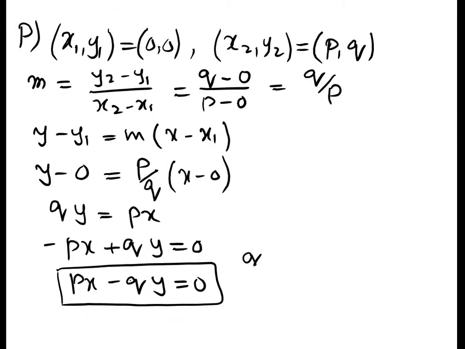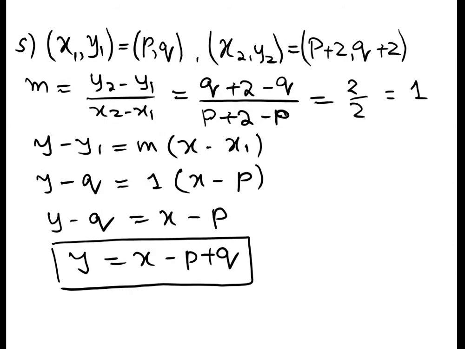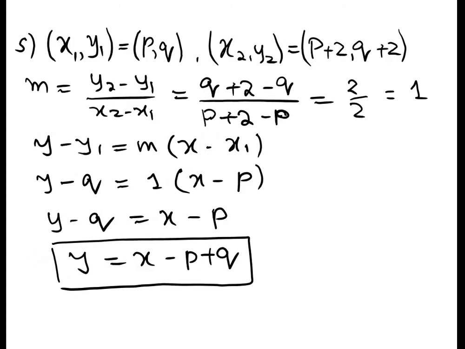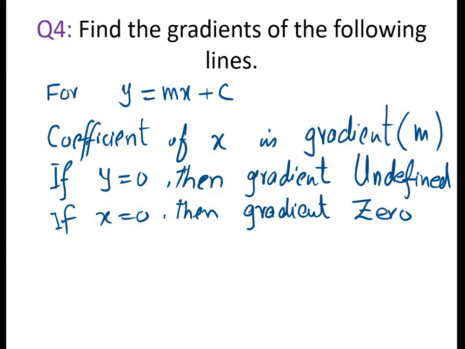Again, this one is in terms of p and q. So y2 minus y1 over x2 minus x1, q minus 0 over p minus 0. That becomes q over p, and you substitute the values and simplify it. In the last part, we multiply by minus 1, so that becomes px minus qy is equal to 0. Again, you have points, you simplify it.